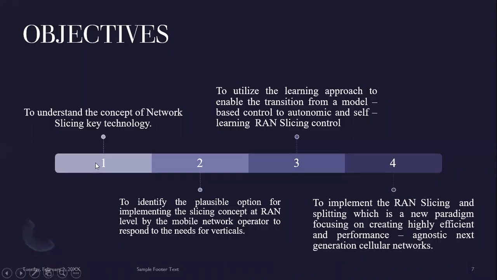Objectives. The first objective is to understand the concept of network slicing as a key technology. The next objective is to identify the plausible option for implementing the slicing concept at the RAN level by the mobile network operator to respond to the needs of verticals. The third objective is to utilize the learning approach to enable the transition from a model-based control to autonomic and self-learning RAN slicing control. The fourth objective is to implement RAN slicing and splitting, which is a new paradigm focusing on creating highly efficient, performance agnostic next generation cellular networks.